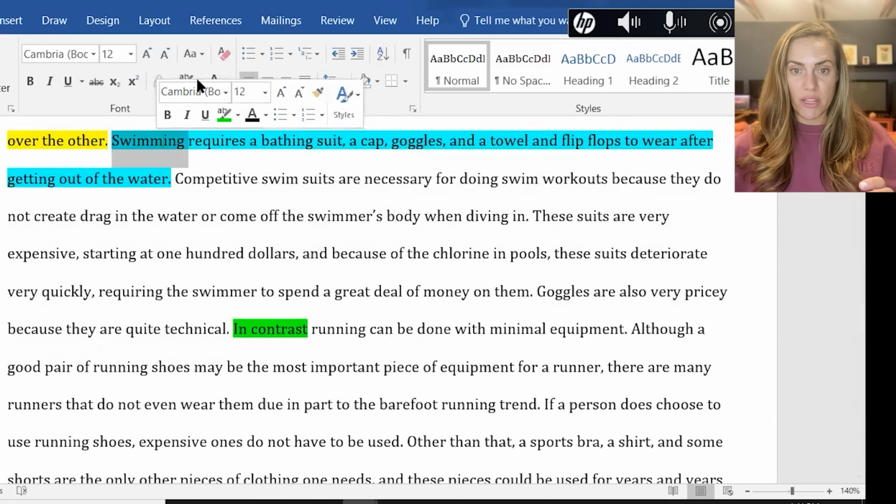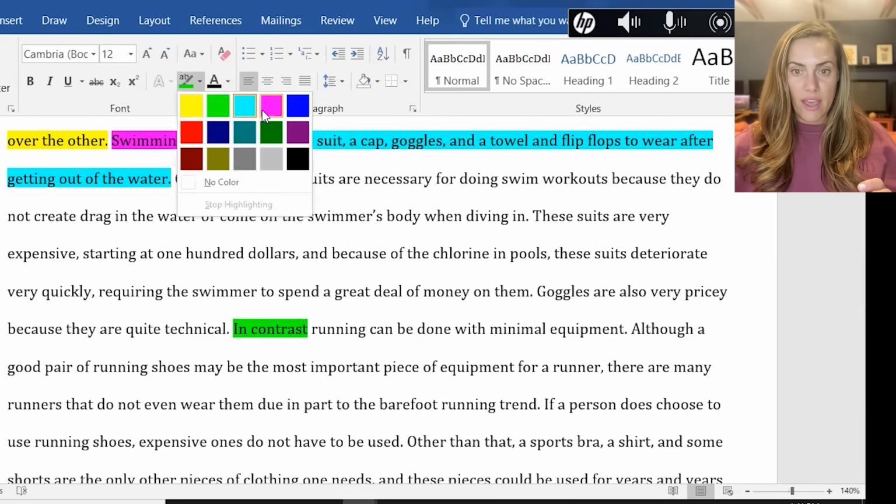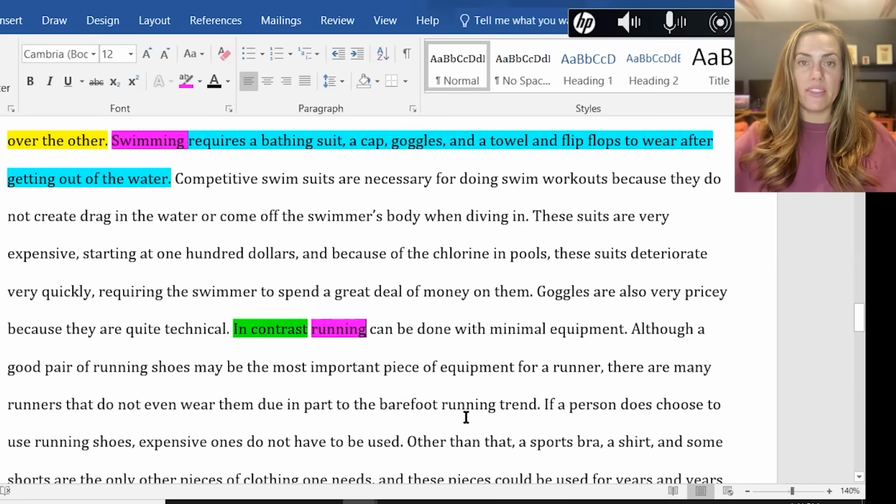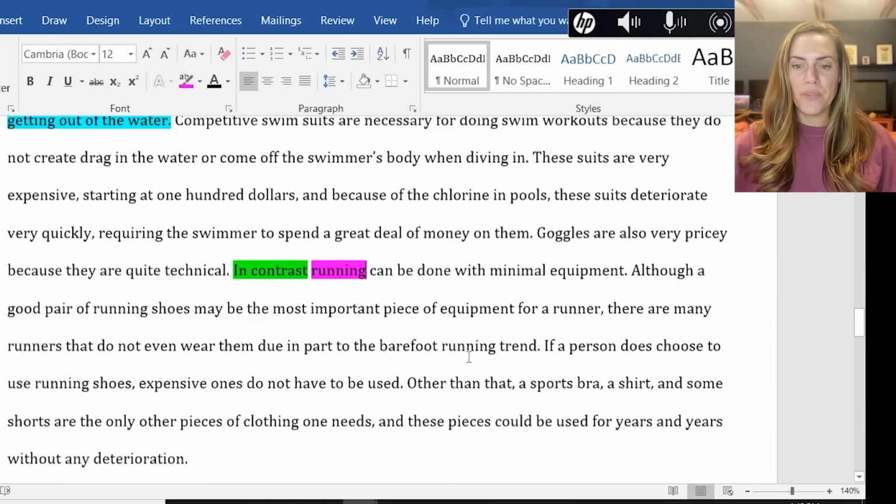So I'm going to make swimming pink. And then over here, I contrasted and I just focused on running, okay? Gear, that's what I'm talking about.